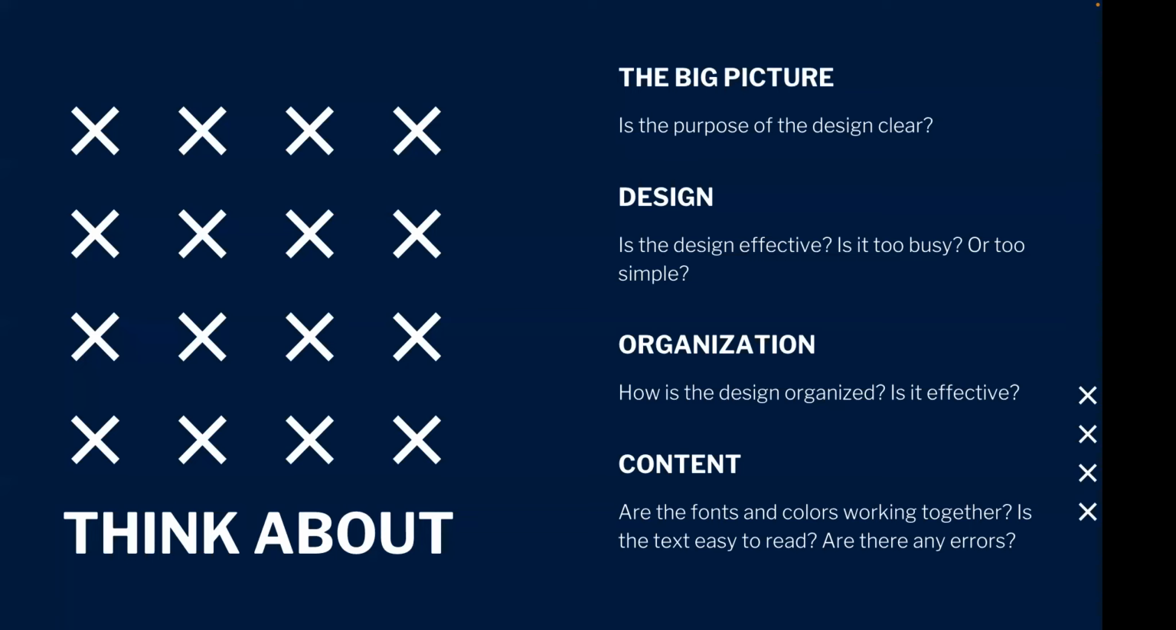So before we begin the peer review, I want you to think about the big picture. Is the purpose of the design clear? I want you to think about the design. Is the design effective? Is it too busy or too simple? Think about the organization. How is the design organized? Is it organized effectively? Think about the content. Are the fonts and colors working together? Is the text easy to read? And are there any errors?